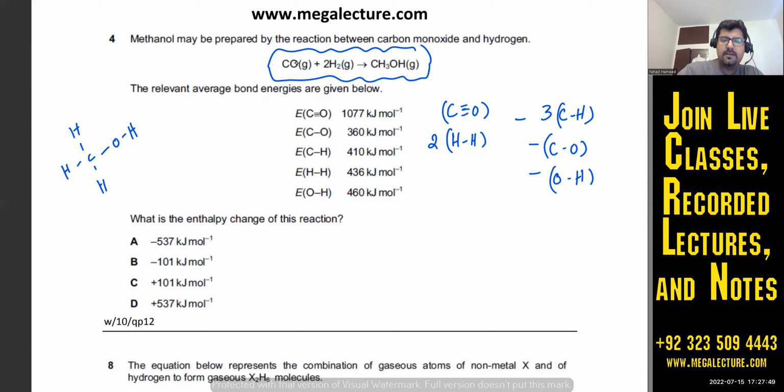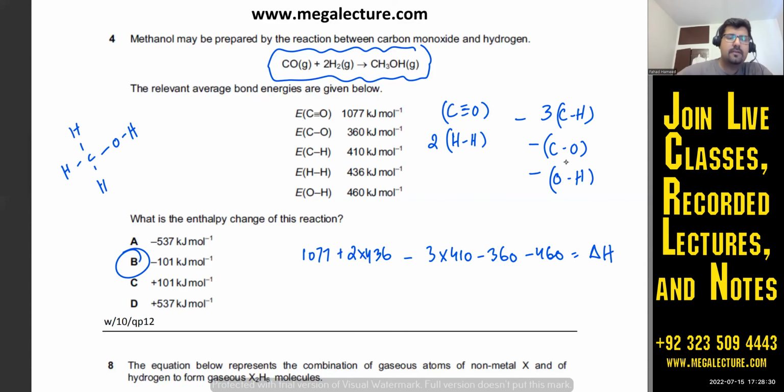So try and calculate this. This is positive, this is negative. So that's 1077. 2 HH is 2 times 436 minus 3 times CH, 3 times 410. CO, that's minus 360. And then OH, that's minus 460. And that's your enthalpy change. What did you get for this? B? Minus 101.